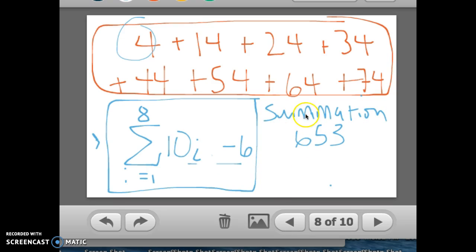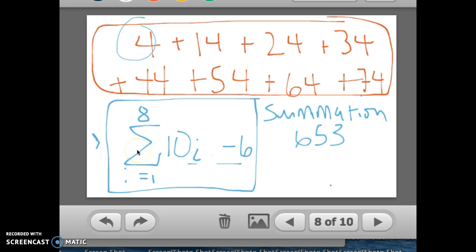Summation, S-U-M-M-A-T-I-O-N. Summation notation uses the Greek letter sigma. It looks like an E. And basically, it uses the rule we came up with for a sequence, like how do we change 1, 2, 3, 4, 5, 6, 7, 8 into these numbers? Well, with 10i minus 6. So then, summation notation says on the bottom it says i equals 1, and on the top it says 8.